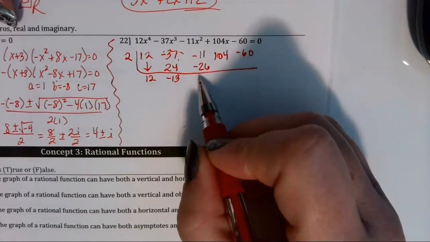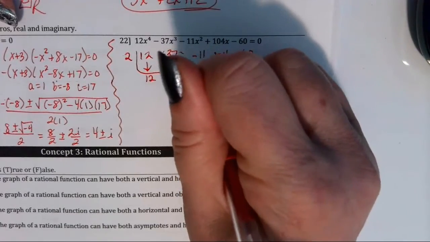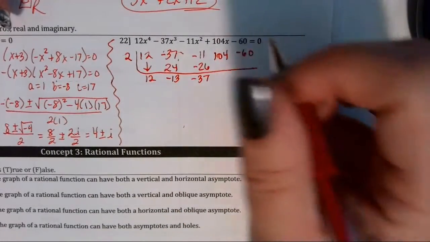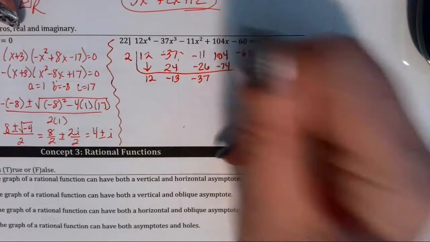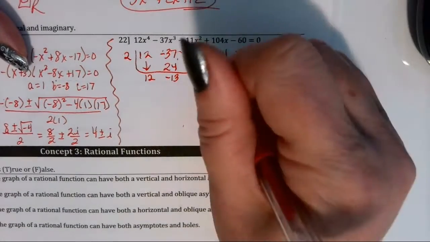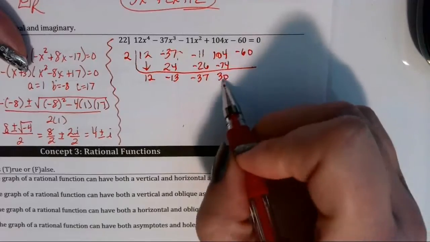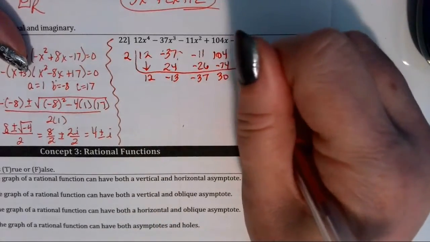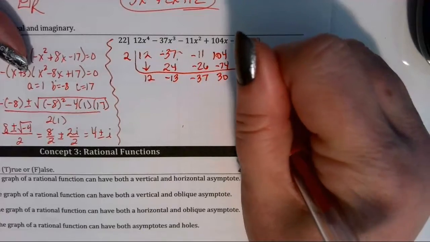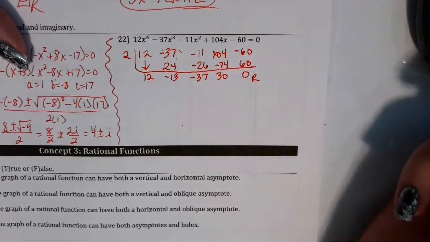Negative 11 plus negative 26 is negative 37. Then multiply. Negative 37 times 2 is negative 74. And then add 104 plus negative 74 is 30. Multiply. 30 times 2 is 60, and add negative 60 plus 60 is 0. And that 0 is the remainder.